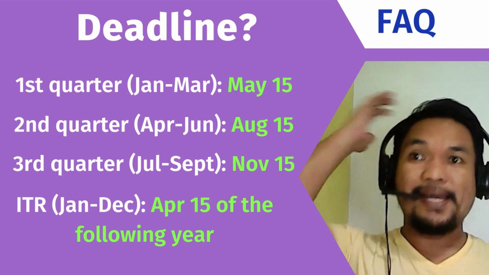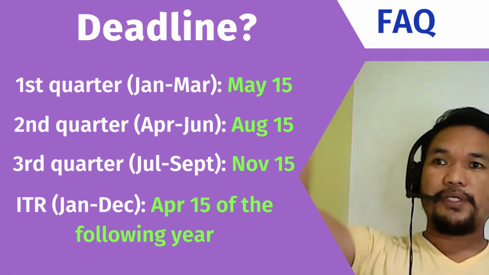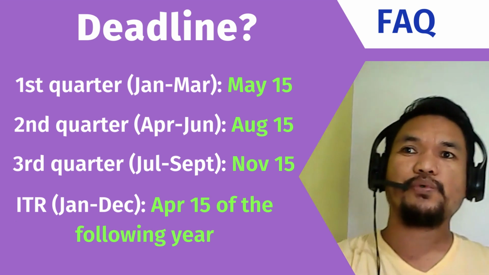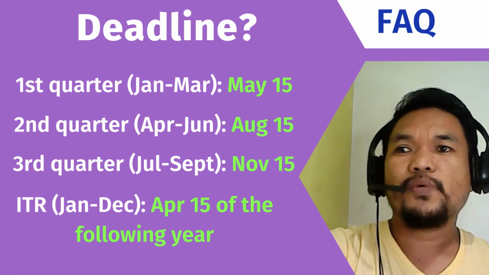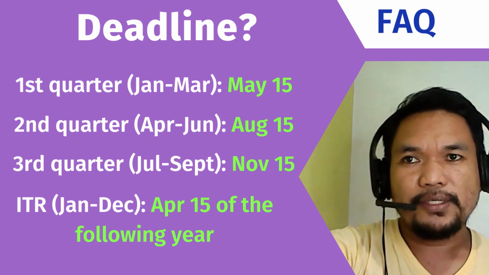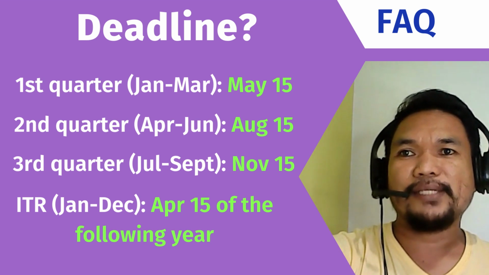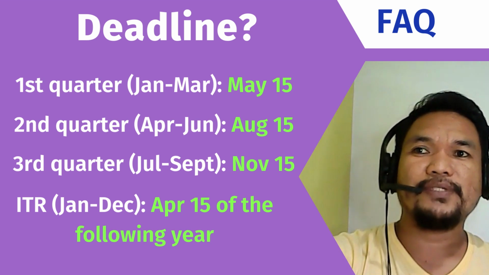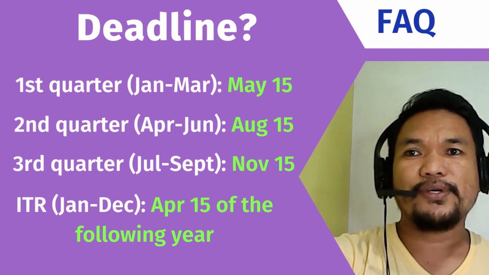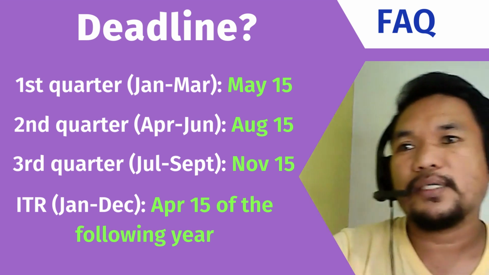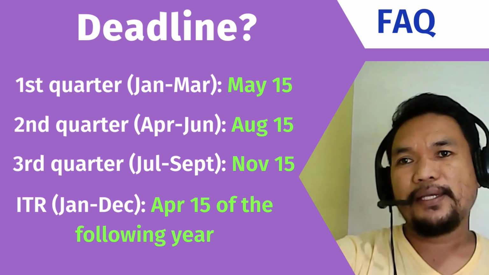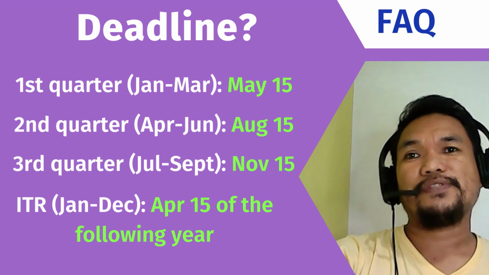Here are the deadlines for your quarterly returns and of course your annual returns as well. Your first quarter, which is your income from January to March, is due on the 15th of May. So if it's May 1 today, you have 14 days to file your first quarter income tax return. The second quarter, from April to June income, has a deadline of the 15th of August this year. And the third quarter, your income for July to September, has a deadline of November 15.